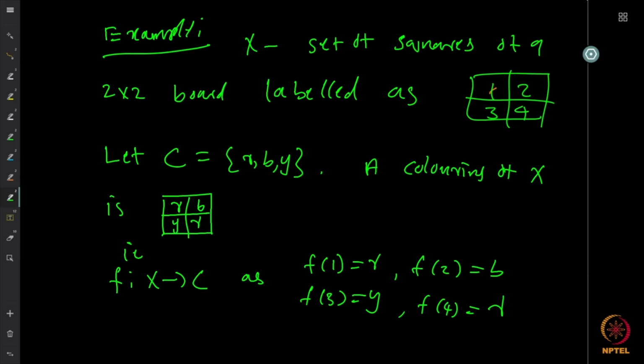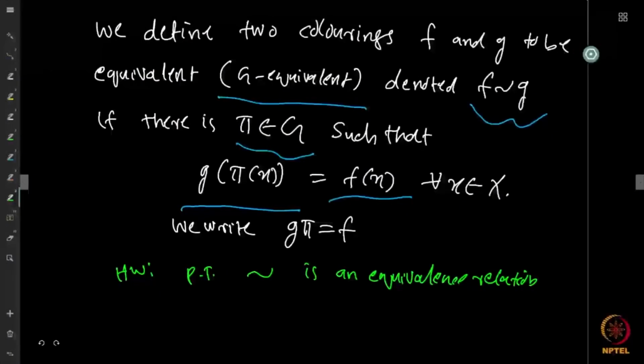So RBYR, which means that f, a map from X to C, is f of 1 is equal to R, f of 2 is equal to B, f of 3 is equal to Y, and f of 4 is equal to R, right? So we have a coloring of a finite set X. Now, given this, we can ask some questions, and for that, let us define the following.